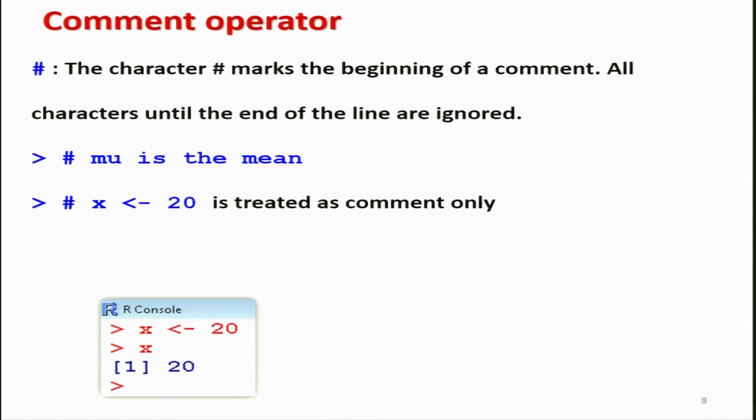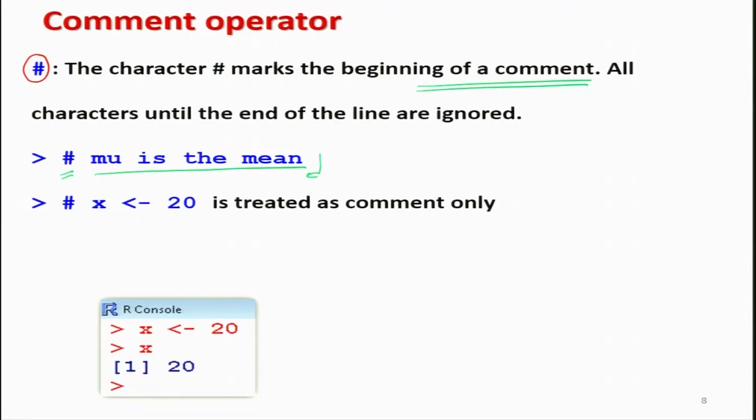So in R software, in case you write this hash symbol in the first place on a line, then whatever you write after that will become only a comment, and no mathematical operations will be done over that. For example, in case I write here "# mu is the mean", you can see that if you press enter, nothing will happen, no warning, no error.